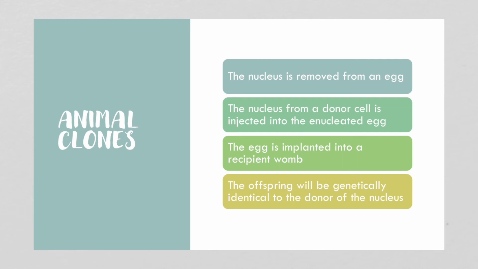So we need to take the nucleus out of the egg. The egg is just going to be a receptacle. And then you can take the nucleus from the donor cell, the one that you want to make the new animal from. The egg then gets implanted into a recipient womb. It could be the parent that you're trying to clone, or it could be a totally different animal of the same species. And then the offspring will be genetically identical to the donor of the nucleus.